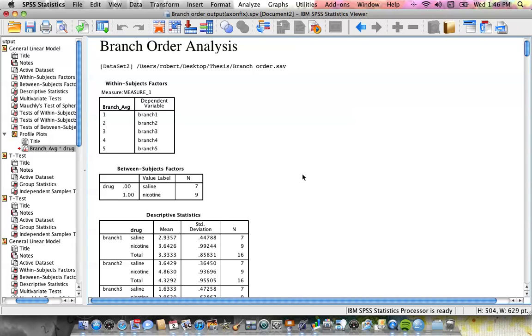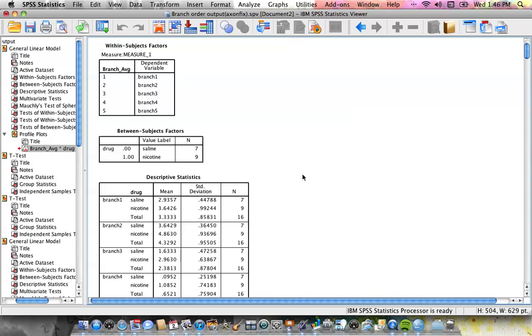Then we have our descriptives of the mean number of branches for each branch order according to the drug that they were administered. So for branch order 1, saline, there was a mean of about 2.9 branches that occurred in branch order 1. And then for nicotine, there was an average of 3.6 branches occurring in branch order 1. And then a total average of all the branches occurring was 3.3. So this is just showing you some more descriptives of what your data actually looks like.